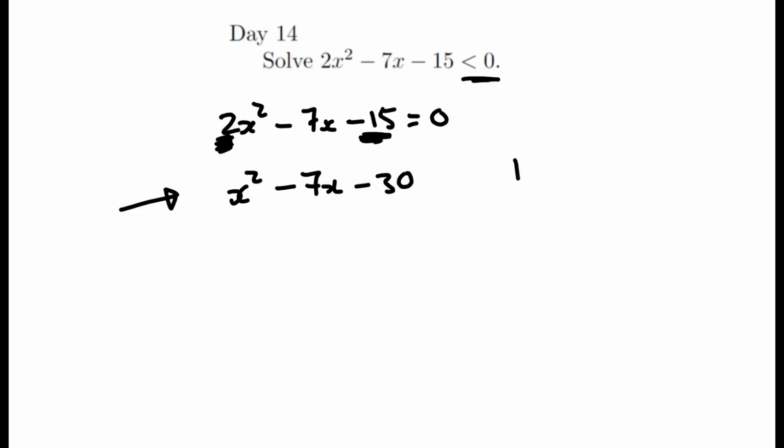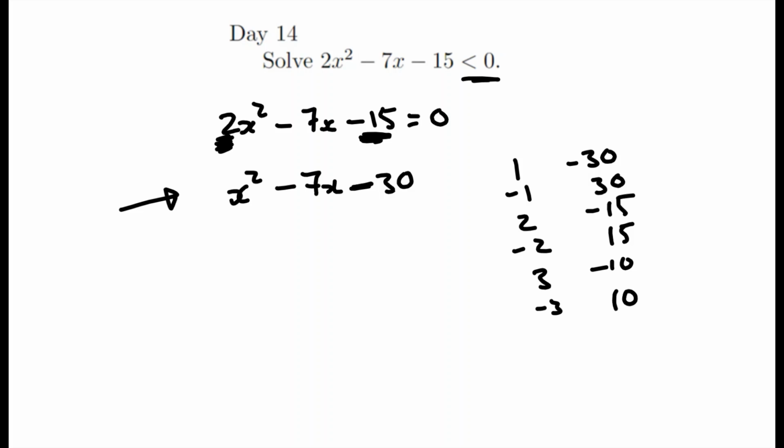So let's write out some pairs. So we've got 1 and negative 30. We're going to have 1 positive and 1 negative because my answer is negative. But I could have this the other way around. So 2, negative 15, negative 2, positive 15, 3, negative 10, negative 3, positive 10, and so forth.